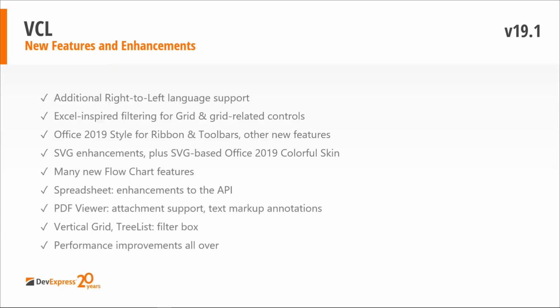The PDF viewer is proving a valuable control, I think, to our VCL customers. And this time around, we've added support for using and extracting attachments inside PDFs, as well as rendering markup annotations that may be present in a PDF. The filter box has made its way from the data grid to the tree list and vertical grid. Before you say, what is the filter box? I'll be showing you.